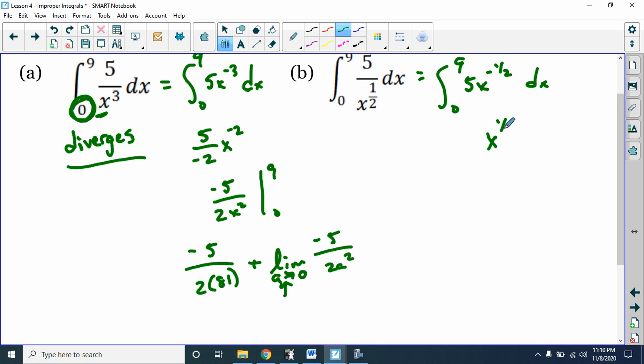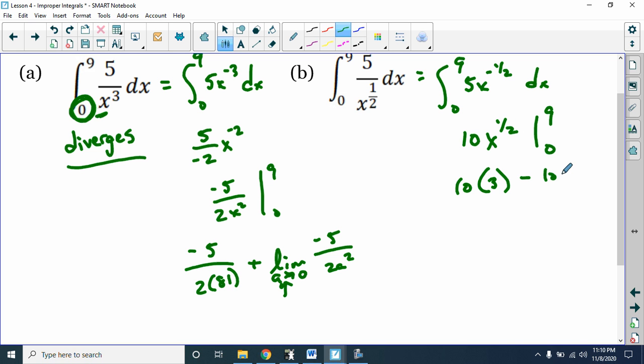When I add 1 to the exponent, it's not negative this time. So now when I plug in 0, I'm actually going to be okay. So add 1 to the exponent, divide by 1/2. If I plug in 9, 1/2 is the same as square root.